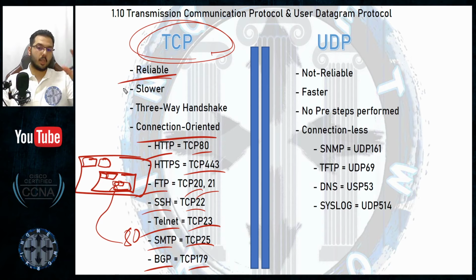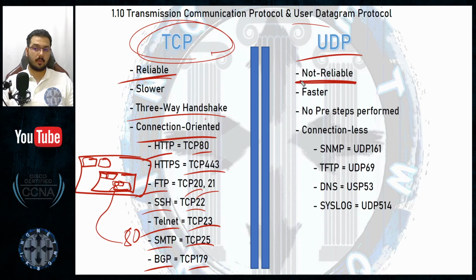But this is so reliable, so slow. If you want things to be very fast, and if you don't want that three-way handshake process to happen for every single session, seriously, sometimes you are really in a hurry, in an emergency, you need things to be transported extremely fast, then you might need to use the User Datagram Protocol, the UDP.